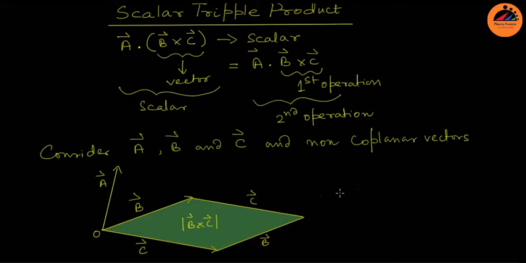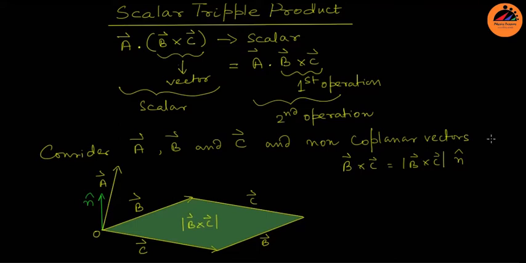Now B cross C is basically the magnitude of B cross C times the unit vector which is perpendicular to the plane of B and C. Let's draw it. So let's draw n cap. Suppose this is n cap, and this n cap is the area vector direction. Now what you need to do is A dot B cross C.